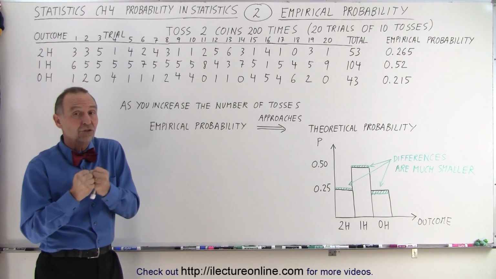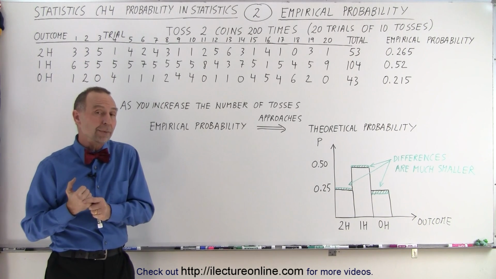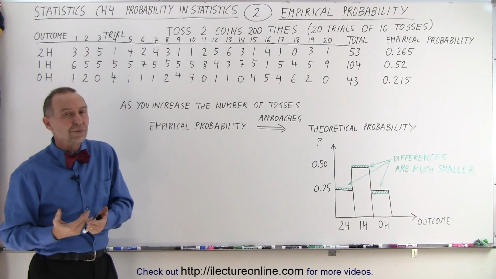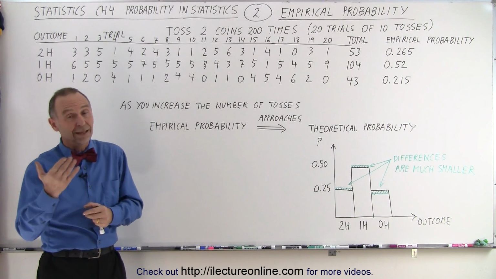But at least now you understand that to get a better result for empirical probability, you just need to do the trial over and over again, more and more times, until the difference is an acceptable difference. And that is how it's done.